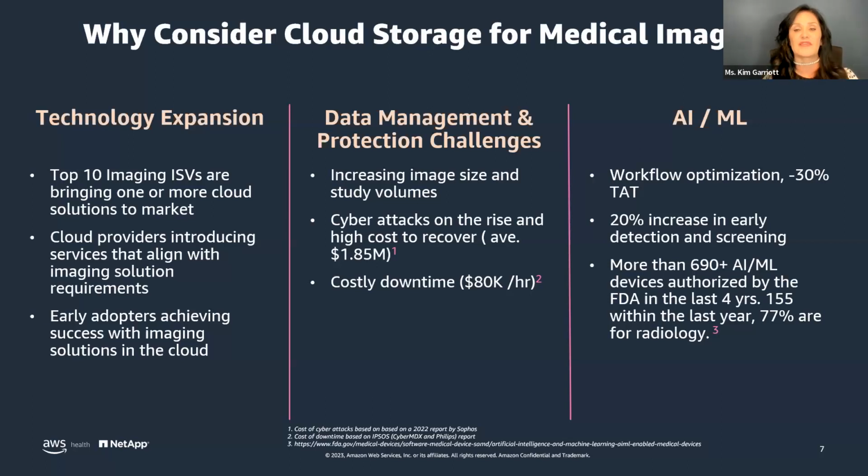And we then play that in and inform the solutions that we develop and bring to market together with AWS and NetApp. So some of the key top considerations that we hear consistently are that we know that the top 10 imaging ISVs, or independent software vendors, are bringing one or more cloud solutions to the market for you. Cloud providers such as AWS are introducing services that align with imaging solution requirements. So a whole new breed of capabilities out there to complement your PACS and VNA. And then we are also seeing really good success with early adopters with imaging solutions in the cloud.